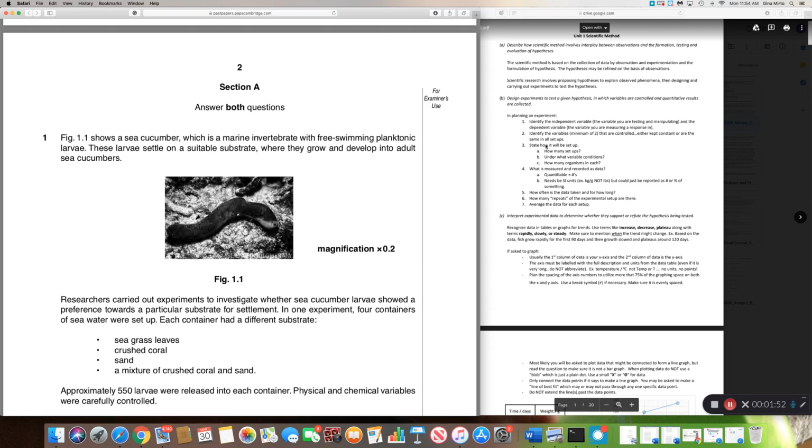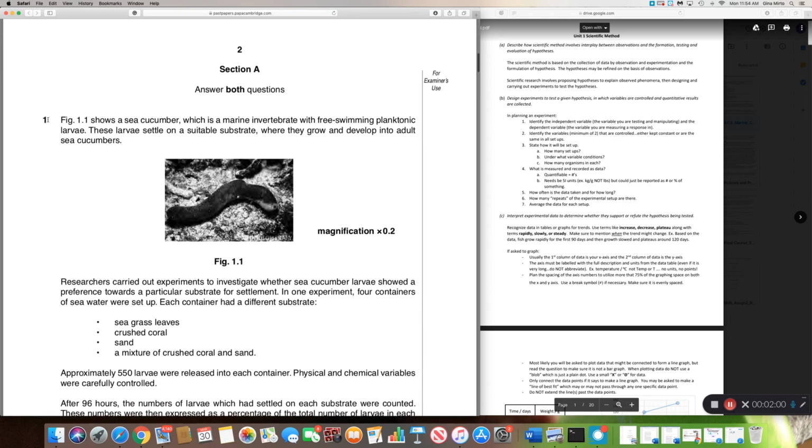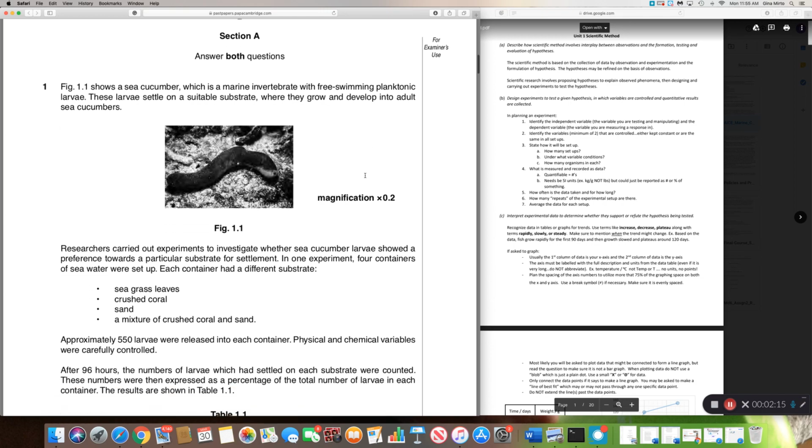So when Cambridge asks about the scientific method, usually what they do is what you see here. So they'll give you an actual experiment. Figure 1.1 shows a sea cucumber. It's a marine invertebrate with free-swimming planktonic larvae. These larvae settle on a suitable substrate where they grow and develop into adult sea cucumbers, right?